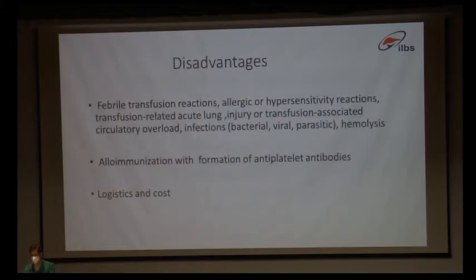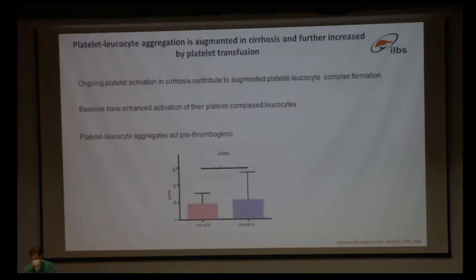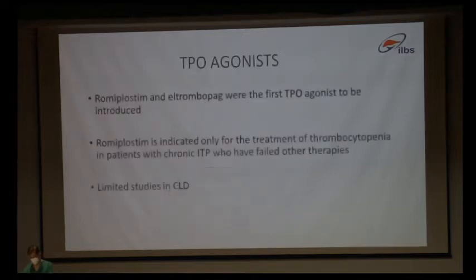Now there are lots of disadvantages of platelet transfusion, ranging from febrile transfusion reactions, acute lung injury (TRALI), and alloimmunization, to logistics and, importantly, cost. But very importantly, from a pathophysiological point of view, it has been shown that platelet-leukocyte aggregation is augmented in cirrhosis, and this is further increased by platelet transfusion. So platelet transfusions may actually be detrimental in patients with liver cirrhosis, and hence the need for transfusing platelets is still very much debated.